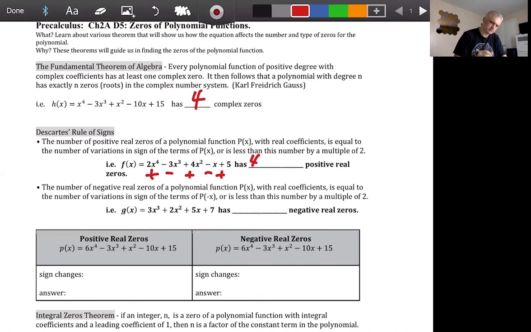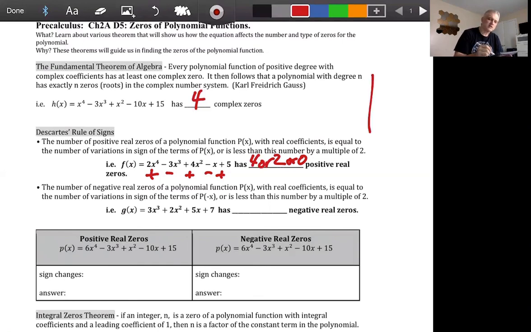or, because non-real numbers, imaginary numbers, if they're going to be zeros, they come in pairs, we're going to be able to subtract 2 for a possibility of 2 real zeros. And again, you've got to subtract 2. There may be 0 positive real zeros. But you know it's not 1, it's not 3, it's not 5, 6, 7. It must be 4 or 2 or 0 positive real zeros. Those are your only options.